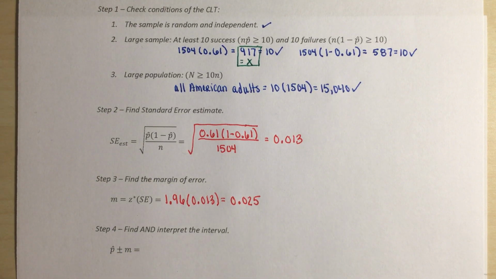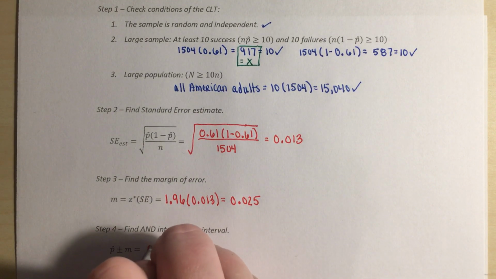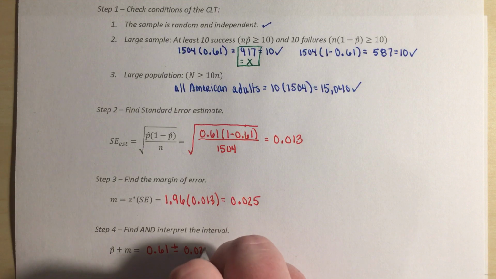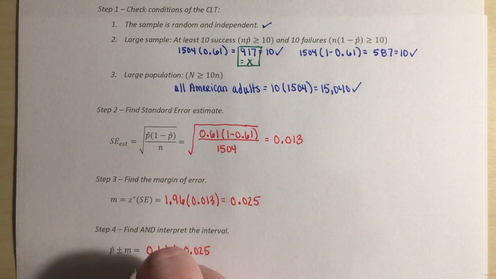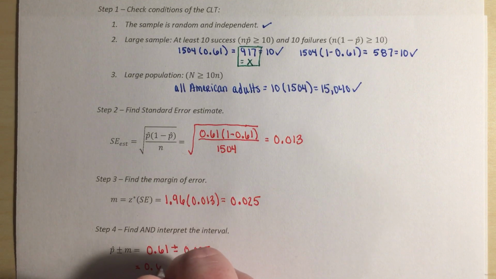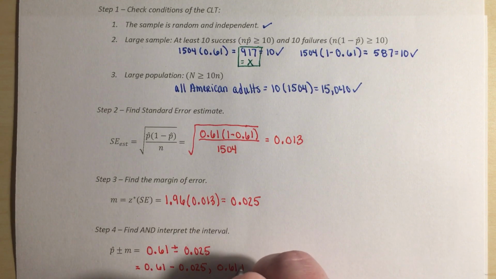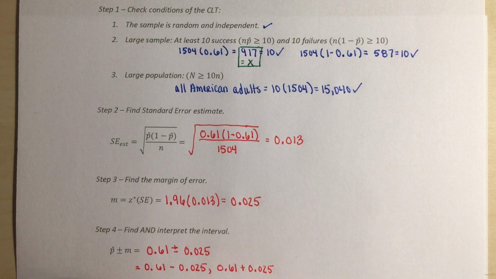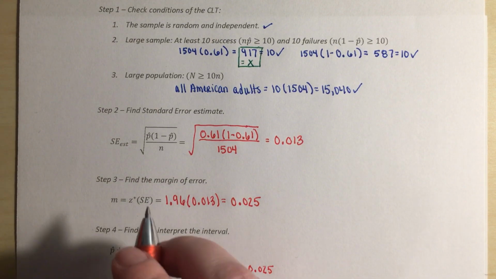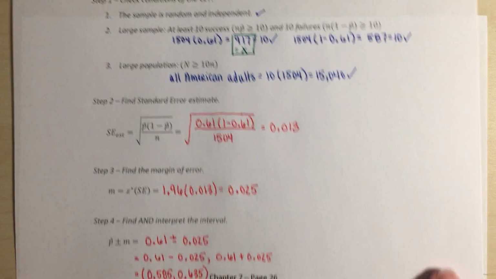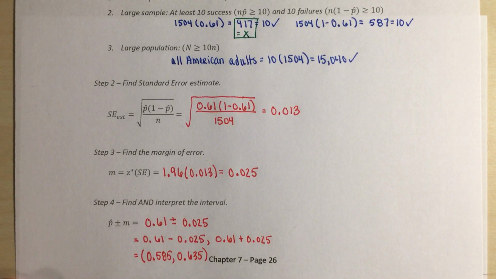To find our p hat plus or minus m for our confidence interval, we're going to take our p hat value, which was 0.61, plus or minus 0.025. Again, we subtract first and then we add. So 0.61 minus 0.025, comma 0.61 plus 0.025, and that gives us an interval of 0.585 to 0.635. All right, so that's finding our interval. Cut off just a little bit there. All right, so there is our confidence interval.